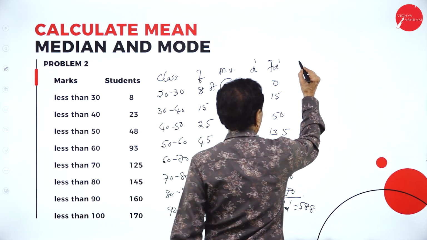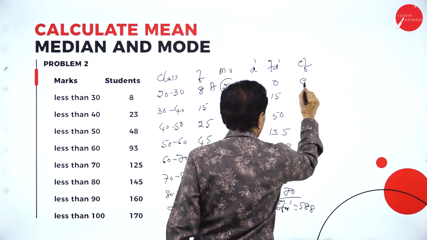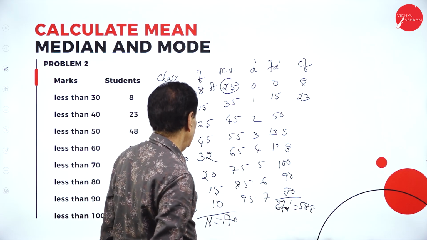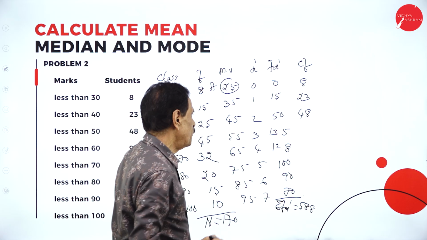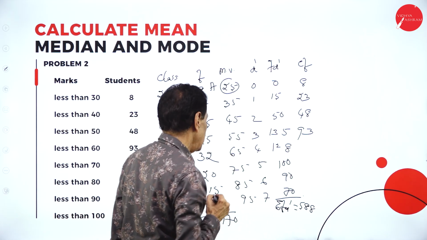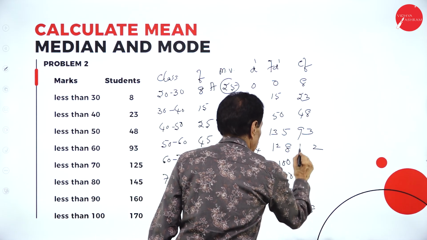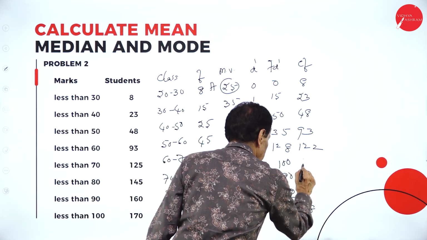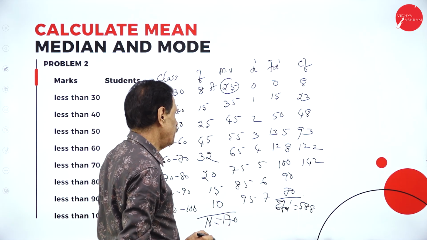Then cumulative frequency CF. What is the first frequency? 8 plus 15 is 23, plus 25. 3 plus 5 is 8. It is 48 plus 45, 93. 93 plus 32, 122. 122 plus 20, 142. 142 plus this is 15.